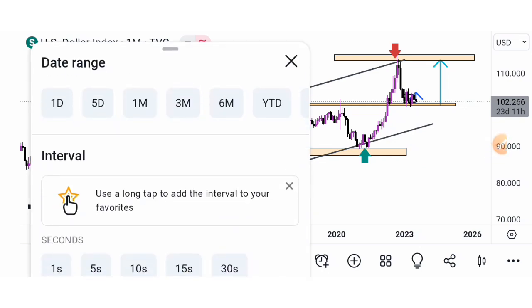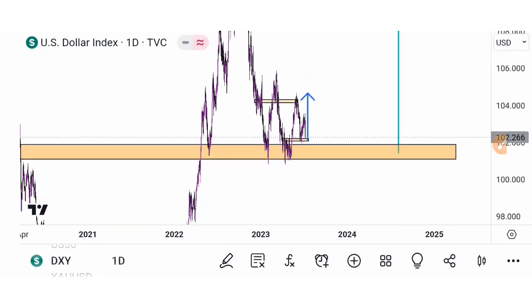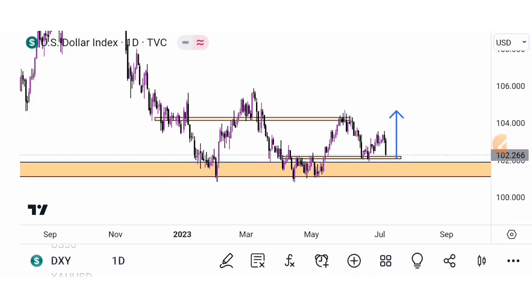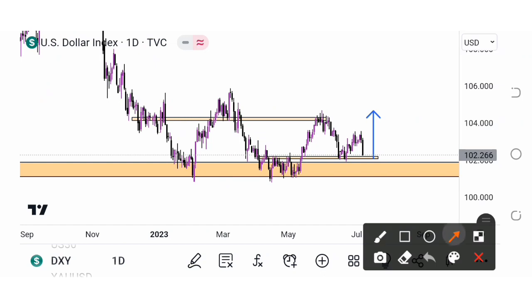Now going to the smaller time frame, the daily time frame. If you were watching the previous videos, you will know what I was expecting. When we opened this week, price was moving upwards. It was just above this area over here, and I was anticipating that it was going to continue with those buys at least up to this area of resistance over there.